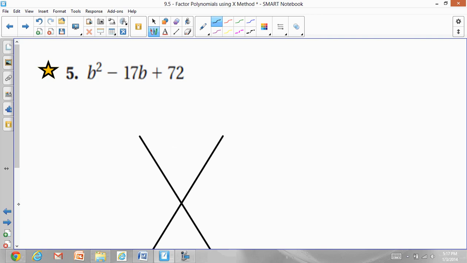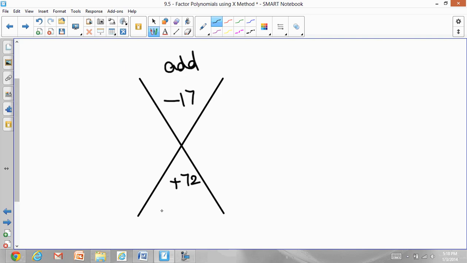Copy down question number 5. You get b squared minus 17b plus 72. Keep in mind, you have to ask, is this arranged in order? If the answer is yes, you can start working it out. You take the middle one and stick it in here, negative 17. You take the last one, positive 72, and stick it on the bottom. And write the word add and write the word multiply.